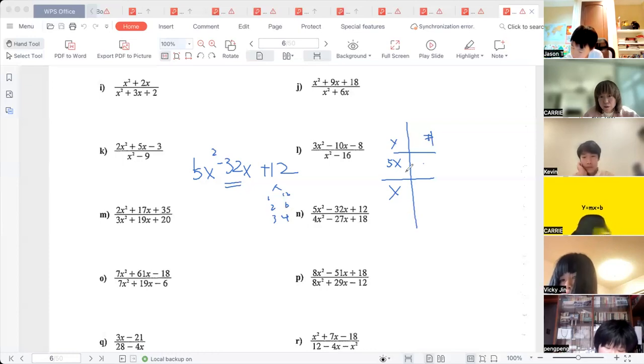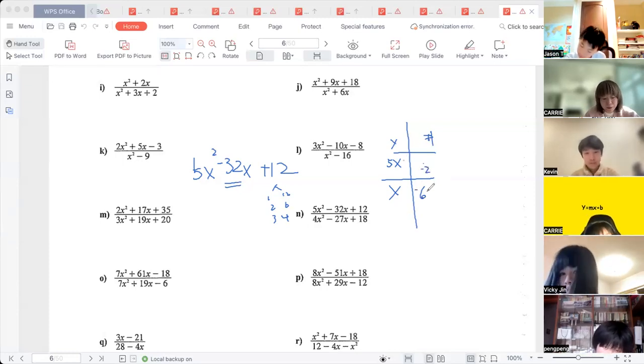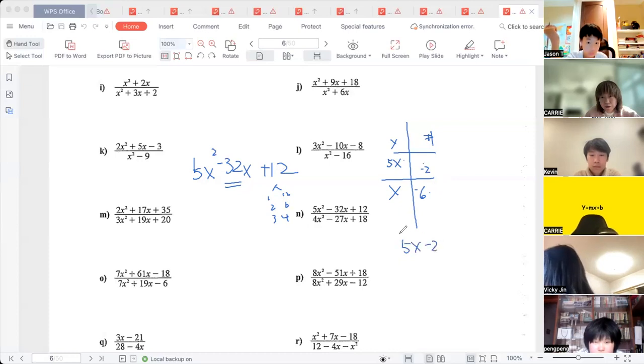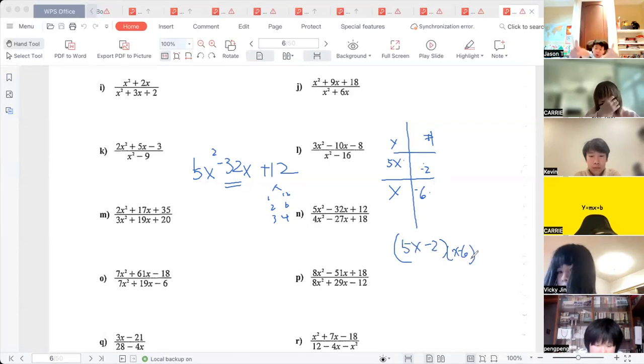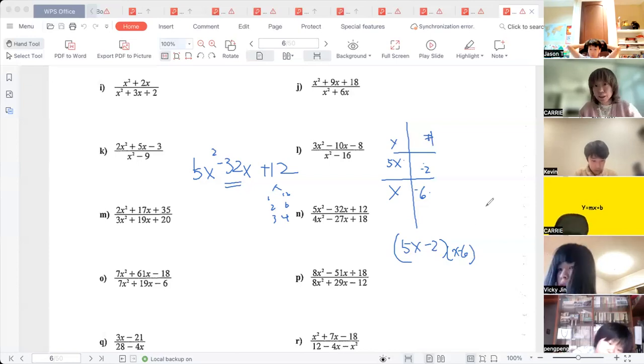Okay, so let's take a look at this one. For 5x, in order to make 32, this one is negative 6 and negative 2. So 5x times negative 6 equals negative 30x, and minus 2x equals minus 32x. So do it flatly, horizontally: 5x minus 2 times x minus 6. Get it, everybody? Okay, so that's it for today's class.